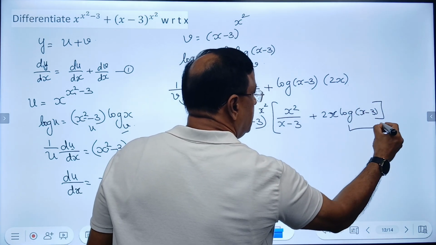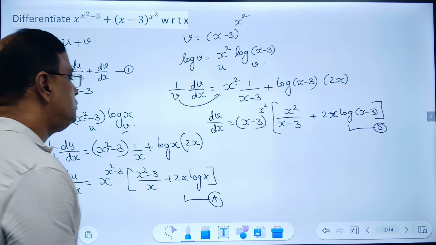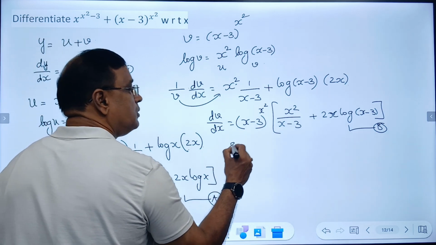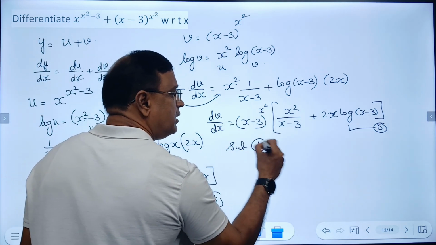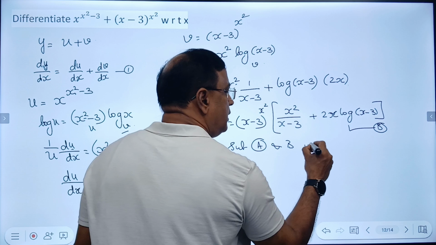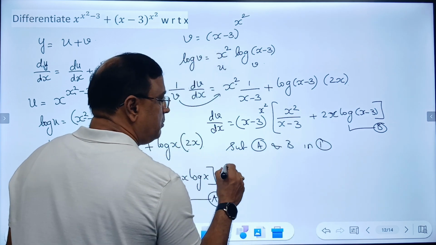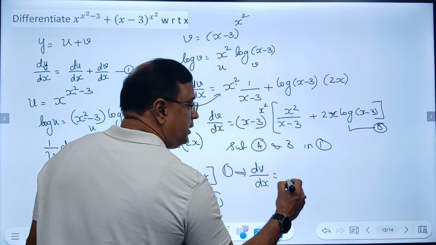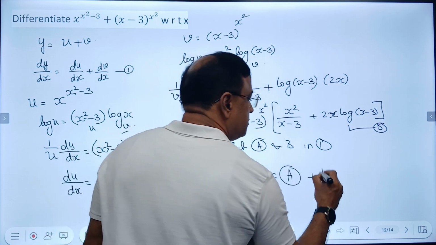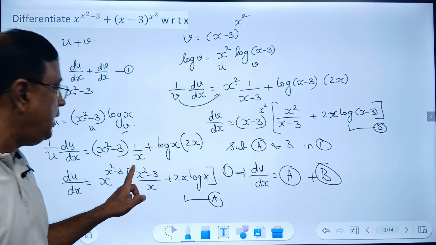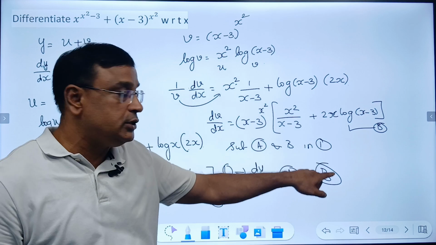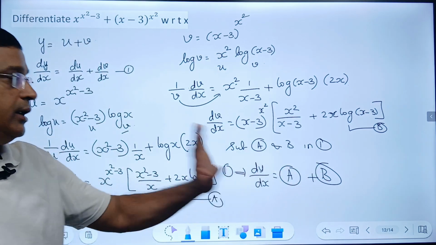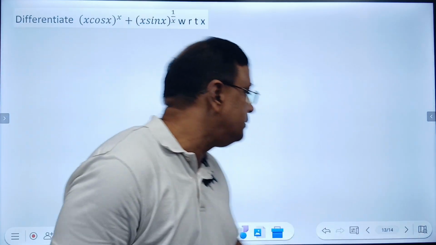Call this as b. Now what you should do? Substitute as usual, same thing, a and b in 1. So the 1 will become dy by dx is equal to a plus b. Whatever is there in a, it should be written. Whatever is in b, it should be written. Don't write just a and b. I hope this is clear.